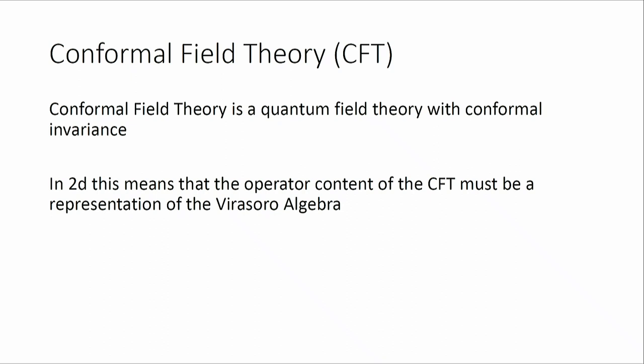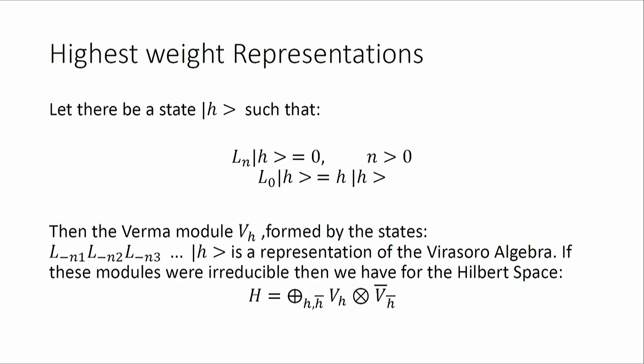Okay, so we want to construct a quantum field theory with conformal invariance. This means that the fields and the Hilbert space have to carry a representation of the Virasoro algebra. That's what we mean when we say a theory is conformally symmetric. Now, how do I construct something which is a representation of the Virasoro algebra? This is how.